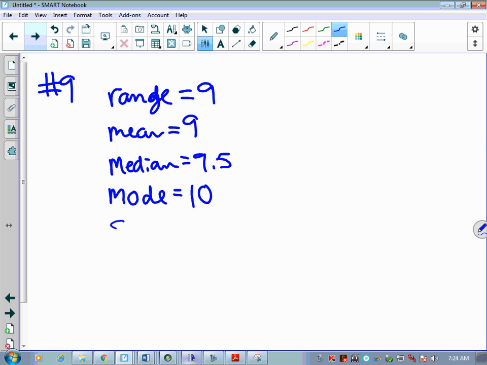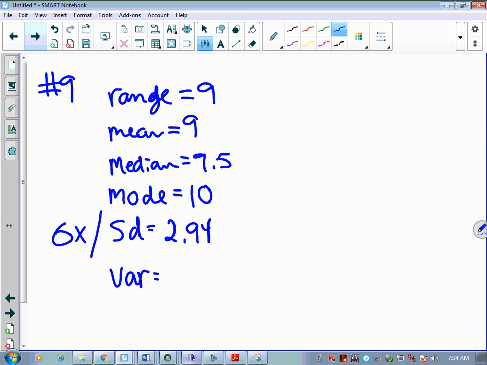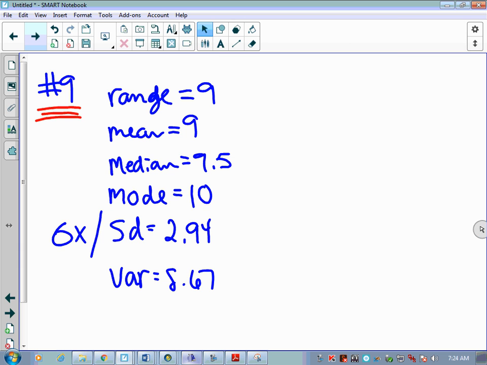Your standard deviation, it was probably Sx, wasn't it? Sigma is 2.94. And your variance, which is 2.94 squared, is 8.67. That's your answer for number 9. Again, this is definitely one I would do because it doesn't require that much work, time, or ability.